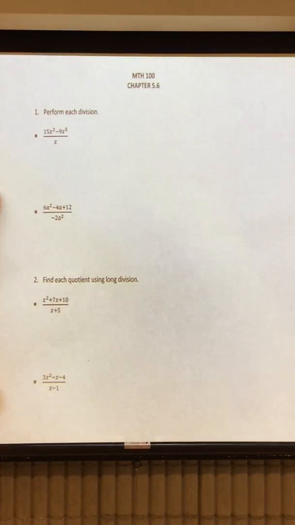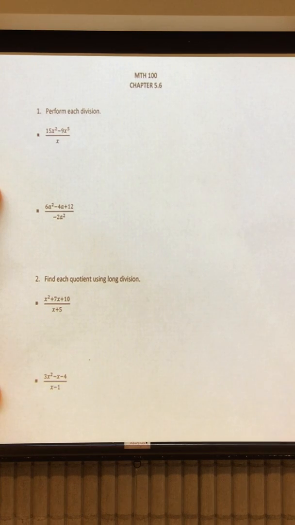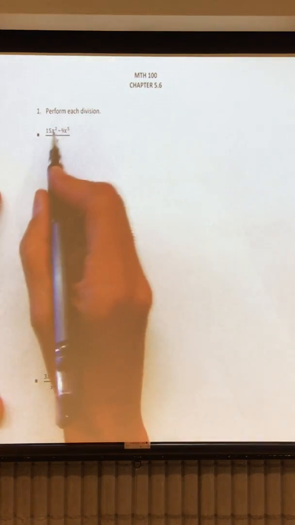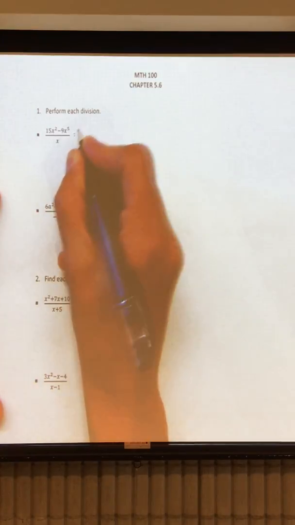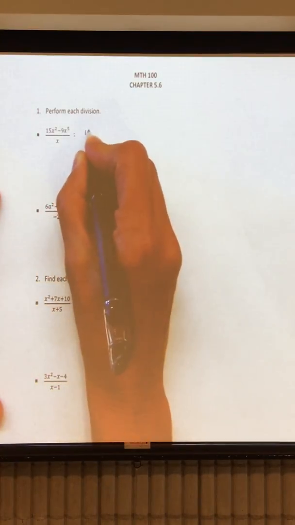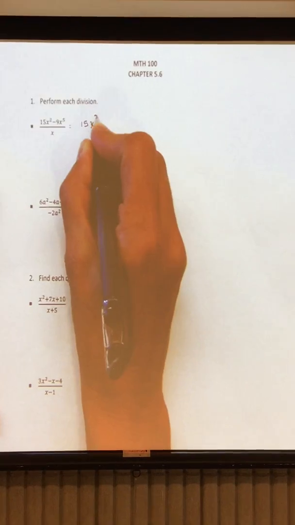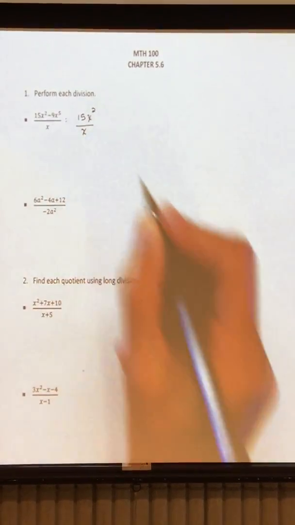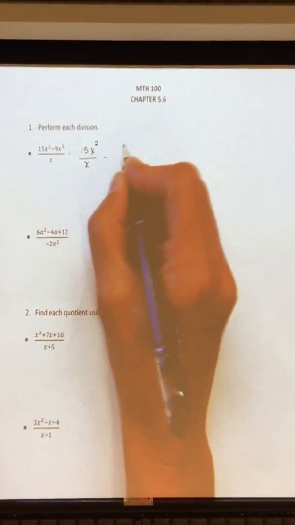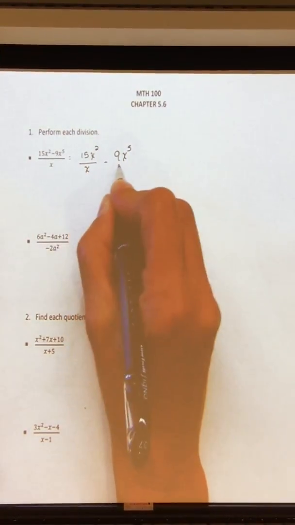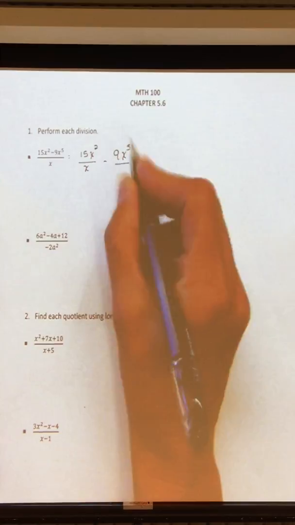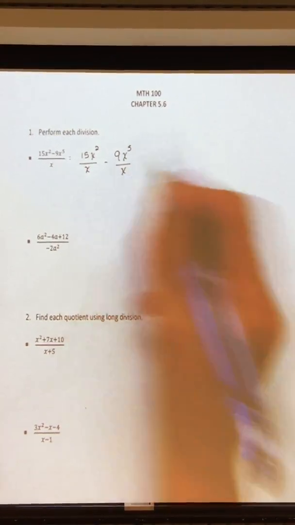Let us begin Chapter 5, Section 6. Problem number 1, perform each division. So here we have a binomial divided by a monomial. So let's divide each term of the numerator by the denominator. So we have 15x squared divided by x minus 9x to the 5th divided by x.